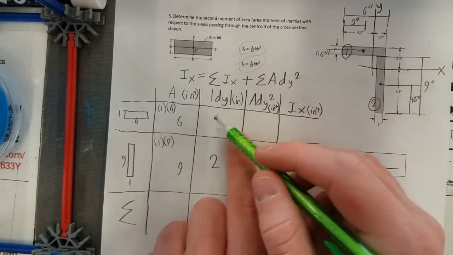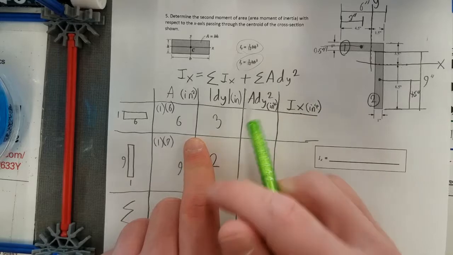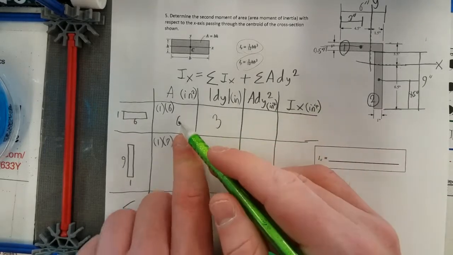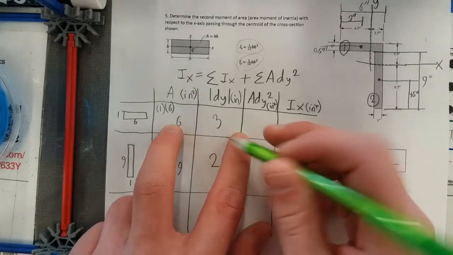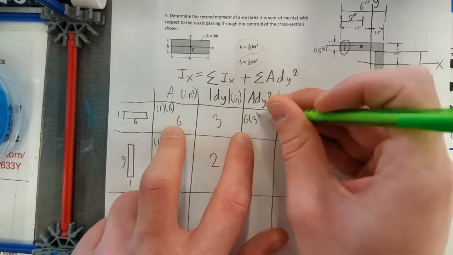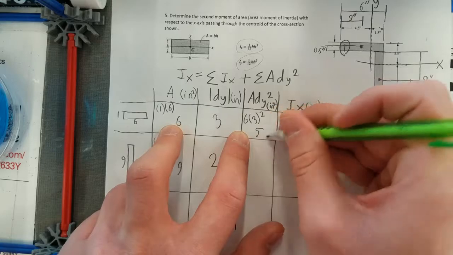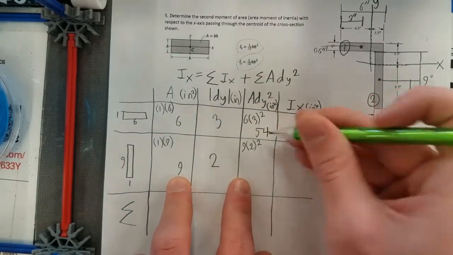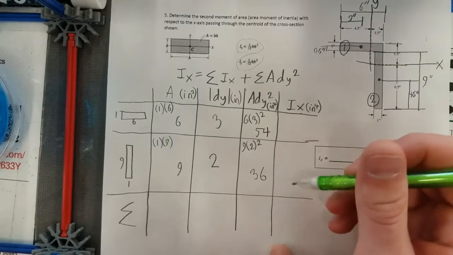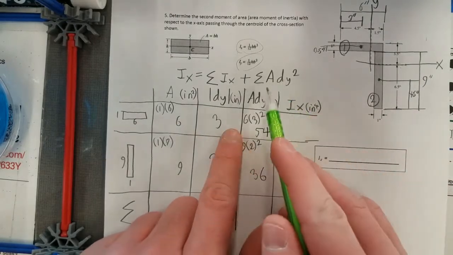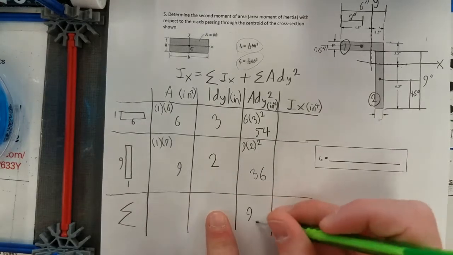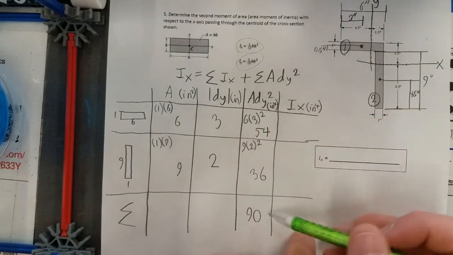And so now we know these, we can go ahead and calculate what our area times our distance from the y squared is. So that's going to end up being 6 times 3 squared, or 6 times 9. We're going to get 54. And then this is going to end up being 9 times 2 squared, which is 36. And then we're going to have to go ahead and sum these. So I'm going to go ahead and add these together. We're going to get 90 when we sum these together here.